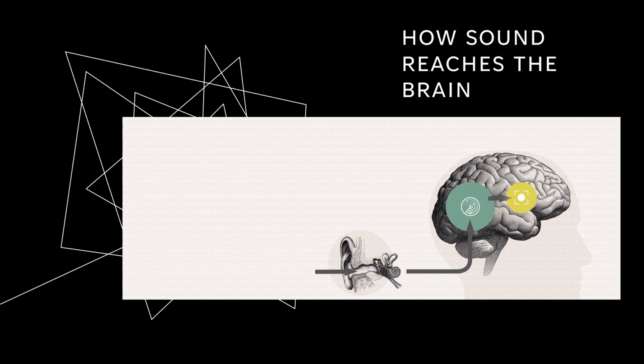The auditory signals then continue their journey to the thalamus, specifically the medial geniculate nucleus, which serves as a major relay station for sensory information going to the auditory cortex. Finally, the auditory signals reach the auditory cortex, which is located in the temporal lobe of the brain. The auditory cortex processes and interprets the electrical signals, allowing us to perceive and understand sound.